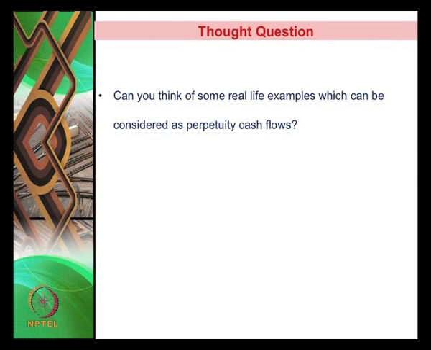So, we will end this lecture with this thought question. We have talked about different types of cash flow streams in this lecture. We talked about annuity, and a modification of that annuity is a perpetuity cash flow stream. The question that I have is, can you think of some real life examples which can be considered as perpetuity cash flows? So, think of examples, look for data in various papers or on the internet, and identify some examples which, from a calculation perspective, can be modeled as a perpetuity cash flow.